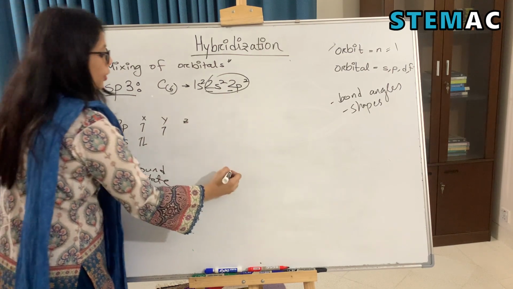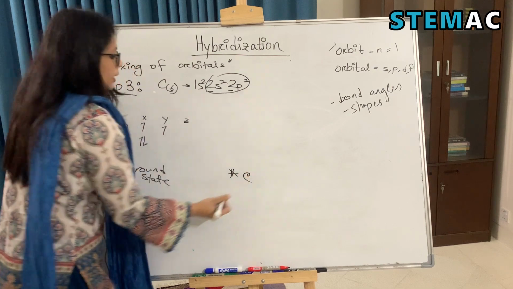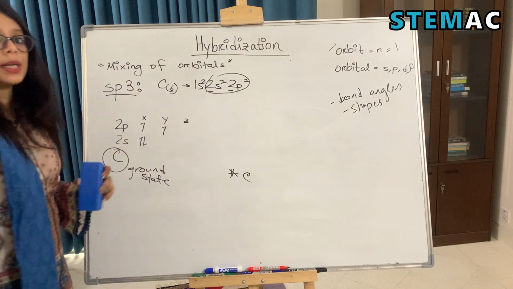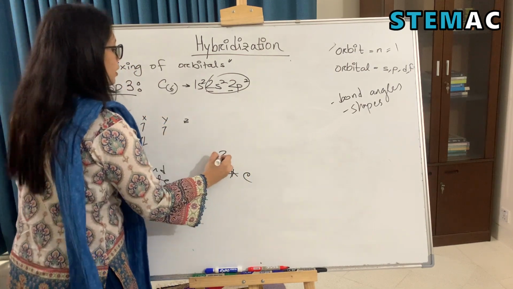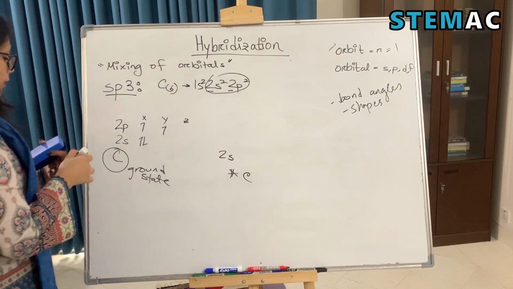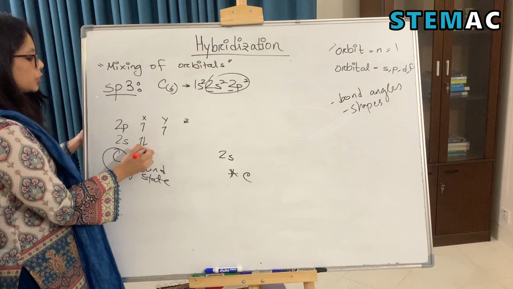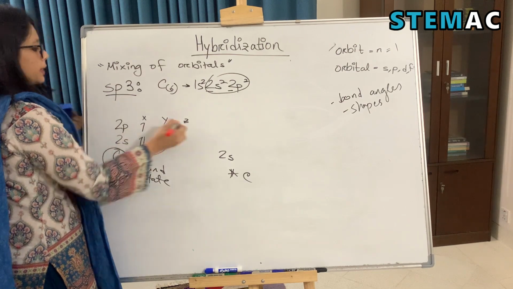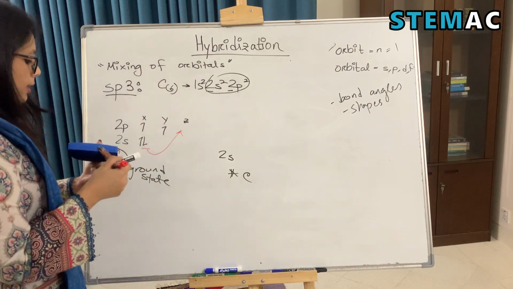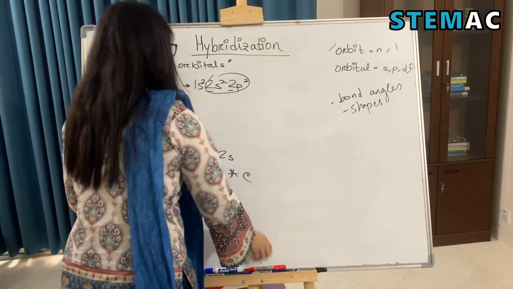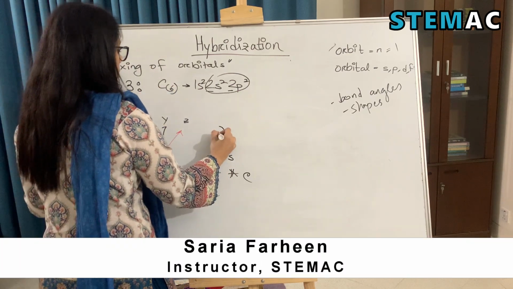Now let's talk about what happens when carbon is present in its excited state, which is when it forms bonds. Then one electron from the 2s orbital jumps up to the 2pz orbital during the excited state of carbon. And so what it becomes now, let's see.